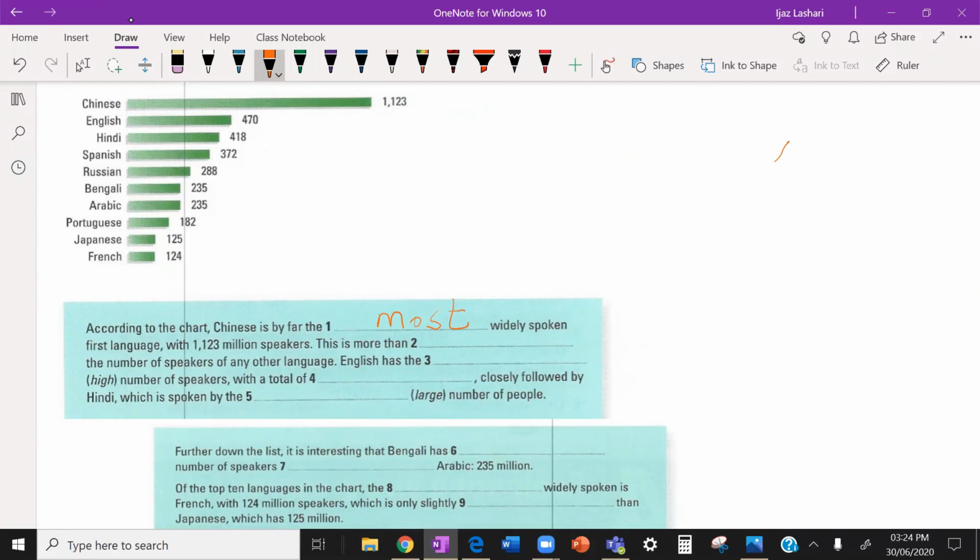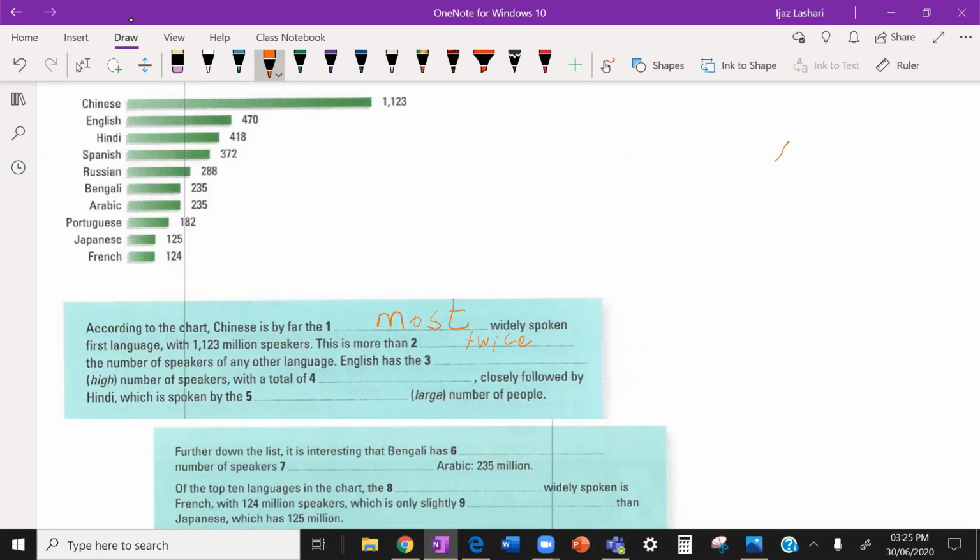What can we write here? More than all? No, not really all. More than any? Yes. Double makes sense. More than, the best word which we can use, we can say twice. Okay, twice. More than twice the number of speakers of any other language.